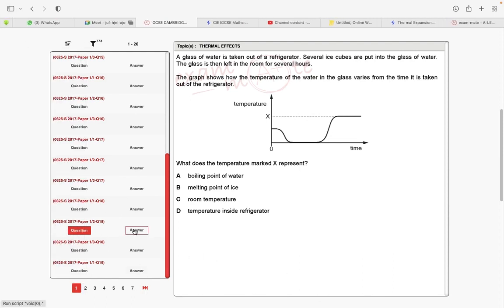It can't be D because it says it's left in the room for several hours. It's C, right? If you stick to C, you would have been super correct. The room temperature. You said B or C, right? First I said B, but then after I read the question, I thought C. Okay, you are still correct. The right answer is C, room temperature.